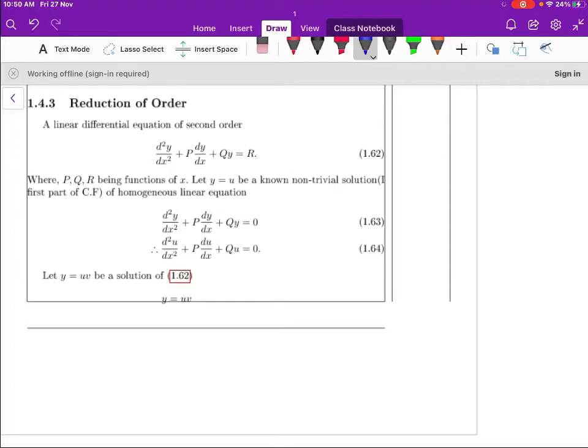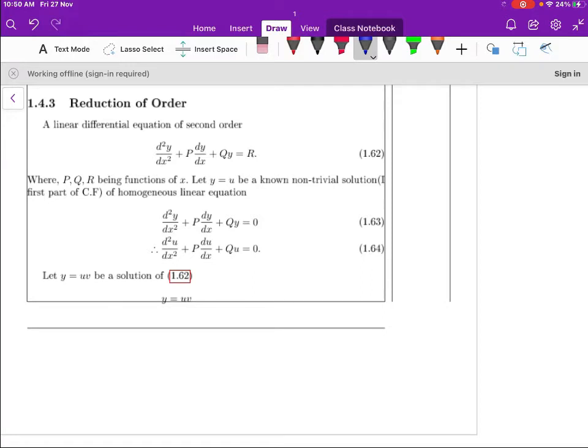Hi students, in the previous video we discussed the solution of non-homogeneous linear differential equations by the method of change of independent variable. In this video I am going to discuss the method of reduction of order to solve homogeneous as well as non-homogeneous linear differential equations.